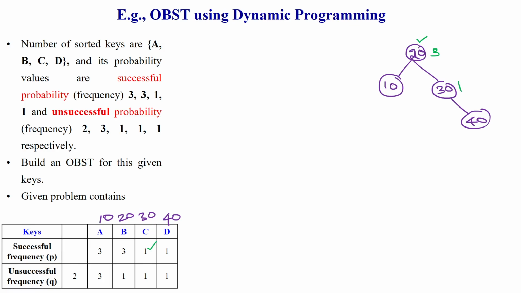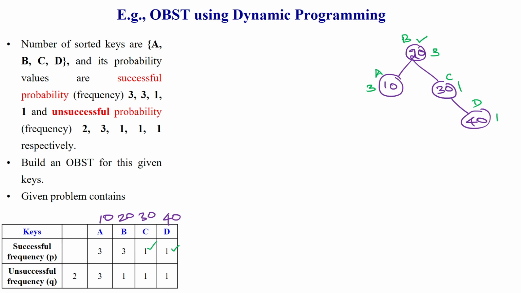For 40, the successful key value is 1, right? For 10, the successful key value is 3. So that means this is B, this one is A, this one is C, this one is D. We substituted the integer numbers instead of alphabets.